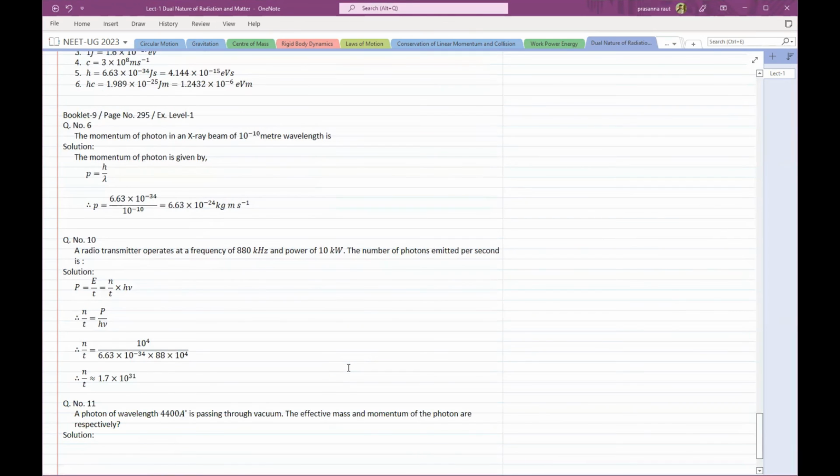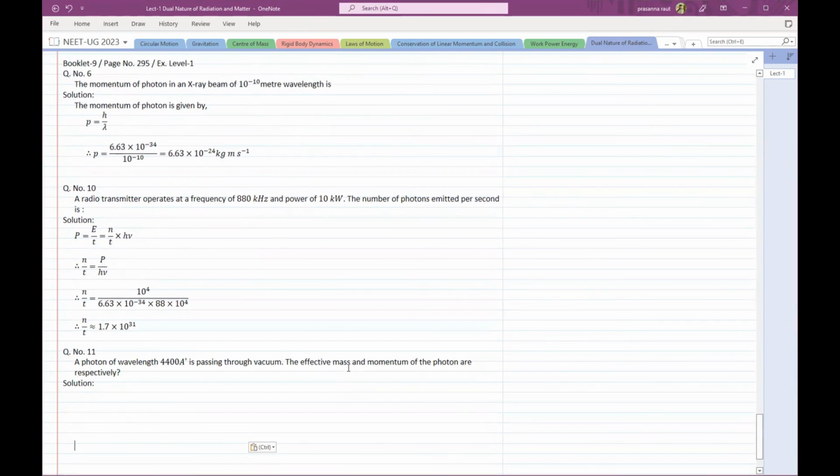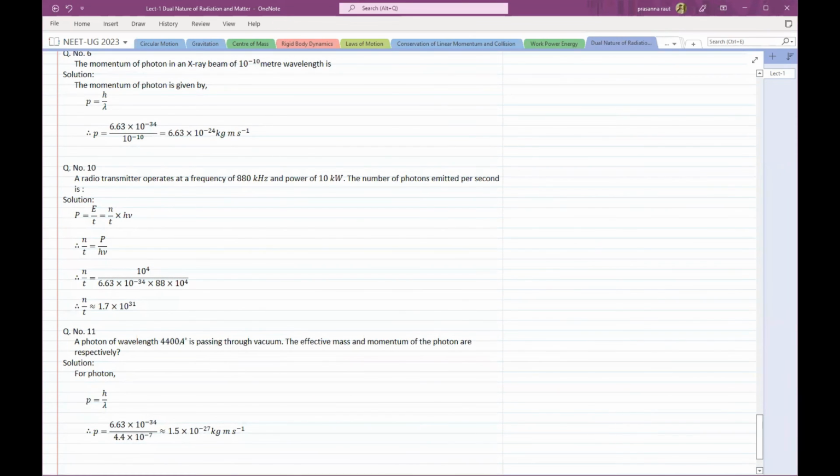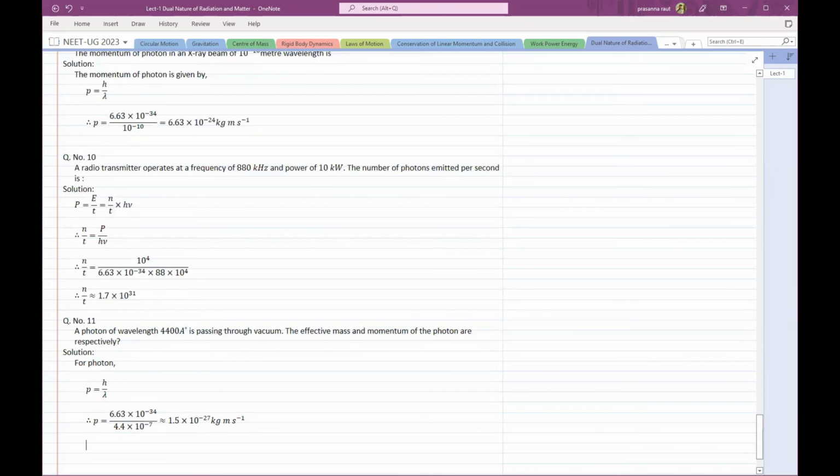Question number 11. It reads: a photon of wavelength 4400 angstrom unit is passing through vacuum. The effective mass and momentum of the photon are respectively. So what do we do? We know that momentum of a photon is, P is equal to h by lambda, as we know. Put in the value of h by lambda and P is 1.7 into 10 raised to minus 27 kg meter per second. So that is one direct answer you get.